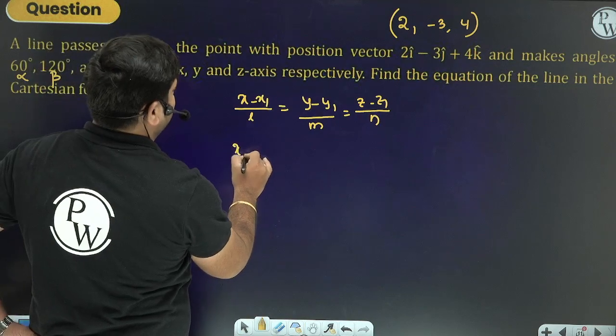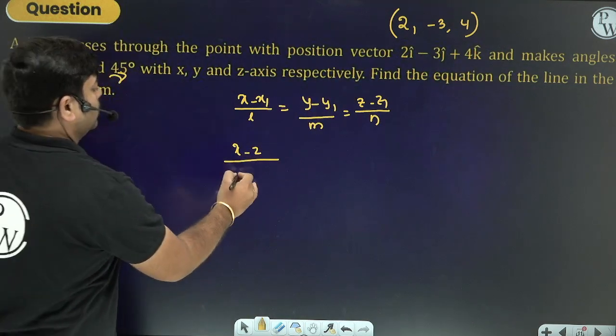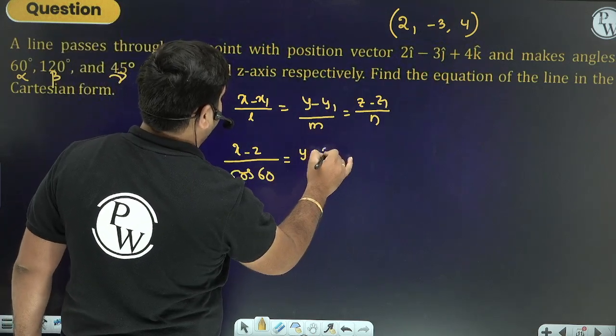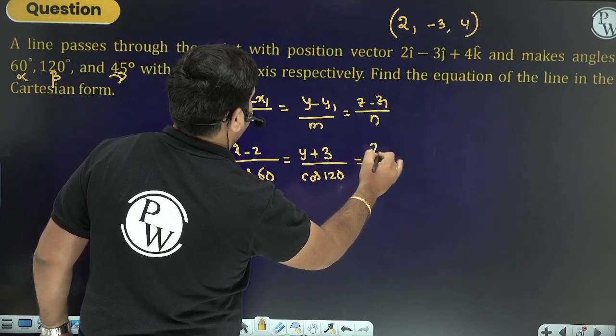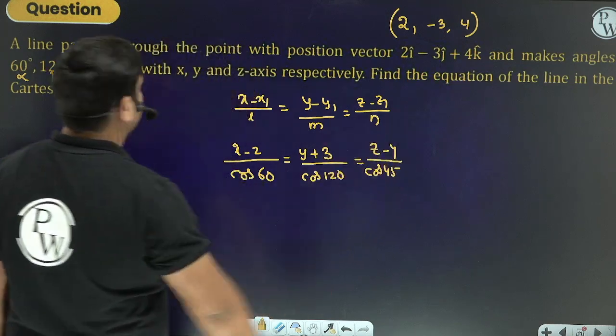So what is the point? We have (x minus 2) by l. What is l? L is cos 60. That is equal to (y minus minus 3), so (y plus 3) by cos 120, which is equal to (z minus 4) by n, and n is cos 45.